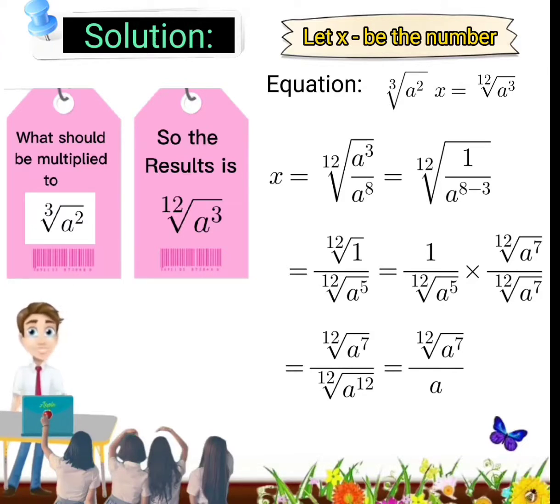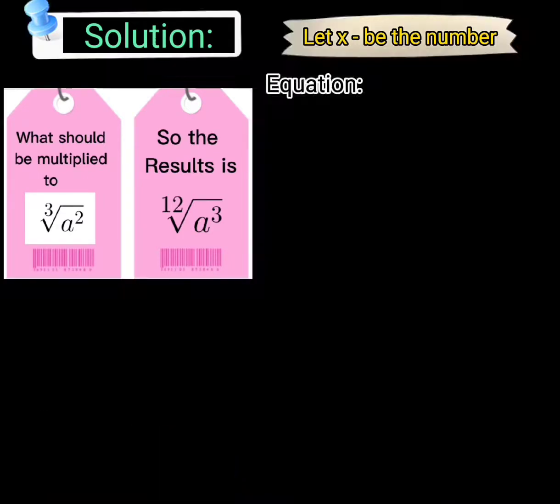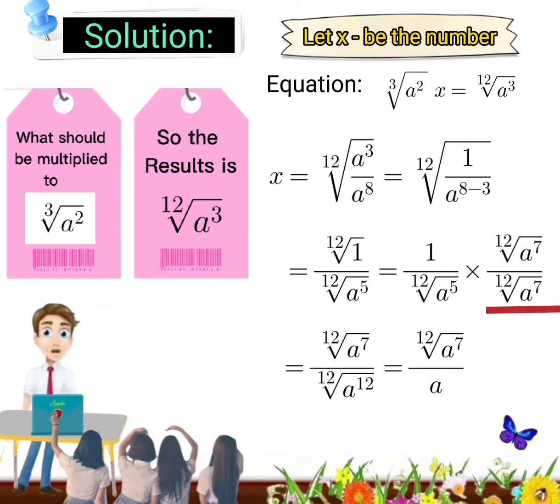Now to remove the radical in the denominator, we are going to rationalize it. So we are going to multiply by a radical that will give us a perfect 12th root in the denominator, and that is the 12th root of a raised to 7, because if we add 5 plus 7, it will give us 12. So therefore we can now eliminate the radical in the denominator. So 1 times the 12th root of a raised to 7 is the same as the 12th root of a raised to 7 all over the 12th root of a raised to 5 multiplied by the 12th root of a raised to 7. So that is equivalent to the 12th root of a raised to 12.